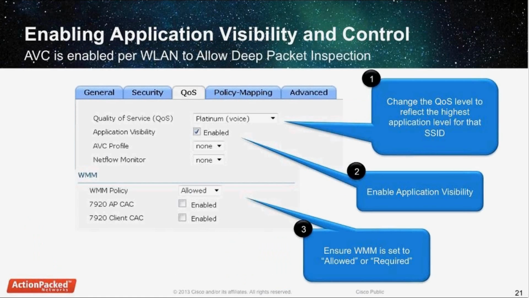Now, how do you enable AVC on the Cisco Wireless LAN controller? Well, it's really simple. All you have to do is go to the Application Visibility tab for the wireless LAN and enable it. Now, this is the GUI interface, the graphical interface for the wireless LAN controller and not the Prime. So all you have to do is just click a button and AVC is enabled on your wireless LAN controller.